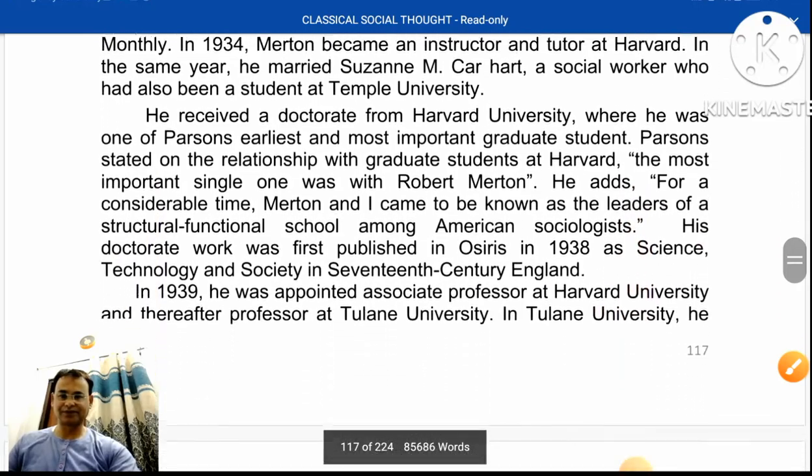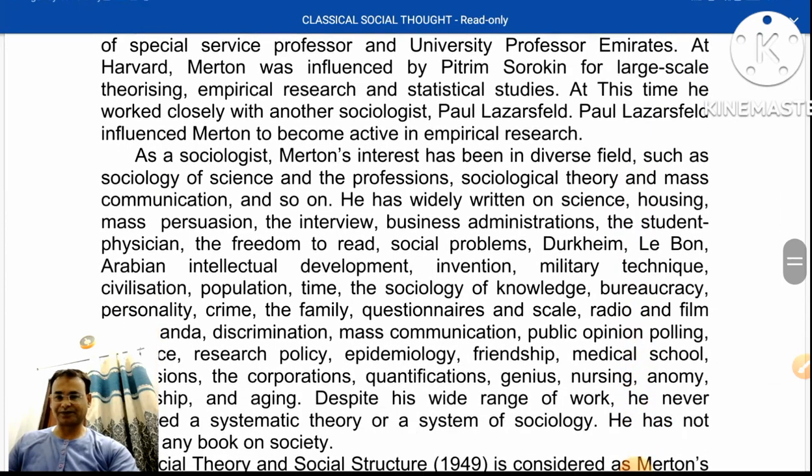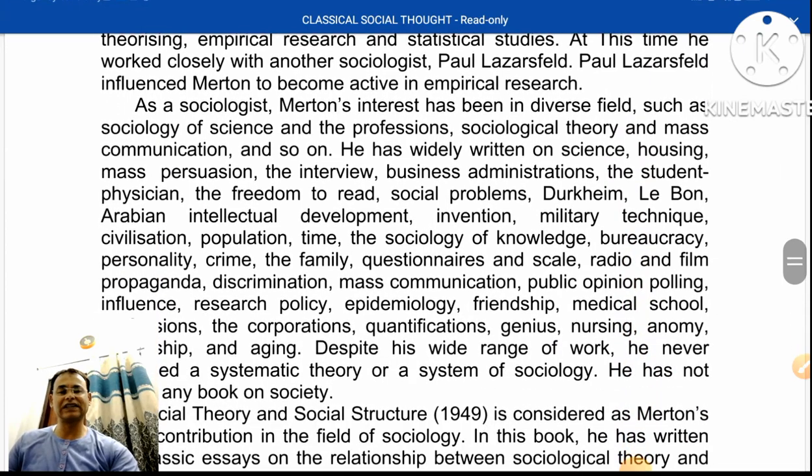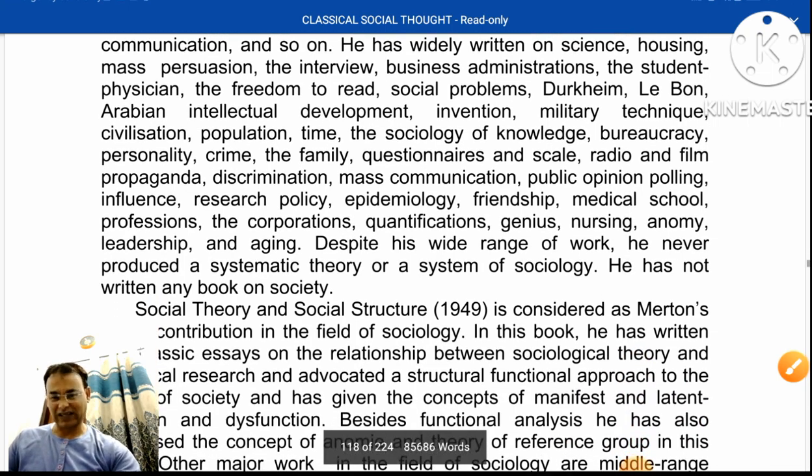And now we will see R.K. Merton as a sociologist. Merton's interests have been in diverse fields such as sociology of science and the professions, sociological theory, mass communication, and so on. He has written widely on science, housing, mass persuasion, interviews, business administration, freedom to read, social problems, and crime.